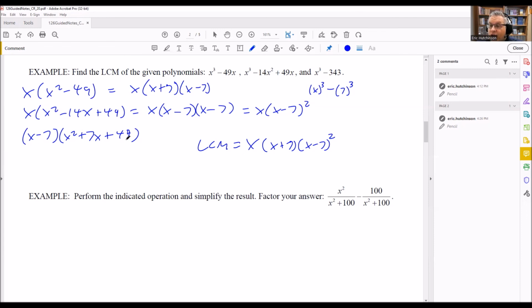But also, don't forget about this last one. x squared plus 7x plus 49 also needs to be in our answer. So this is what we're going to have: x times x plus 7, times x minus 7 squared, and we have this big one there. That would be considered the least common multiple.